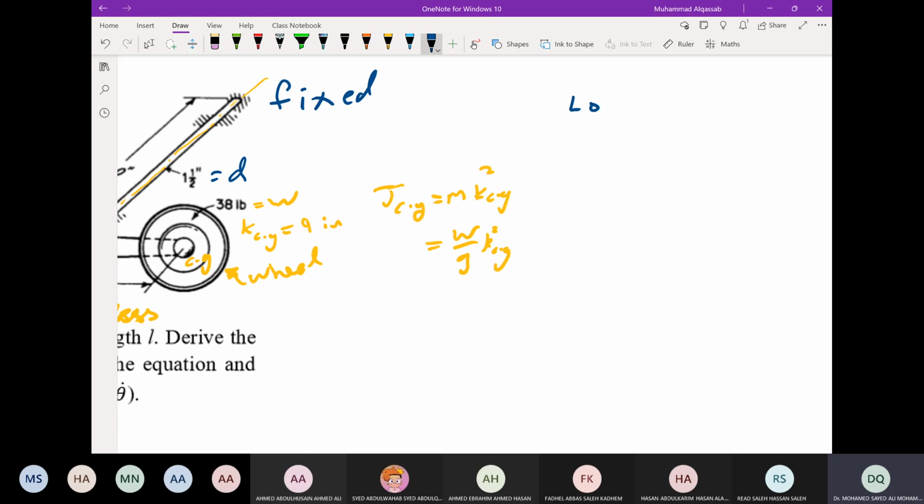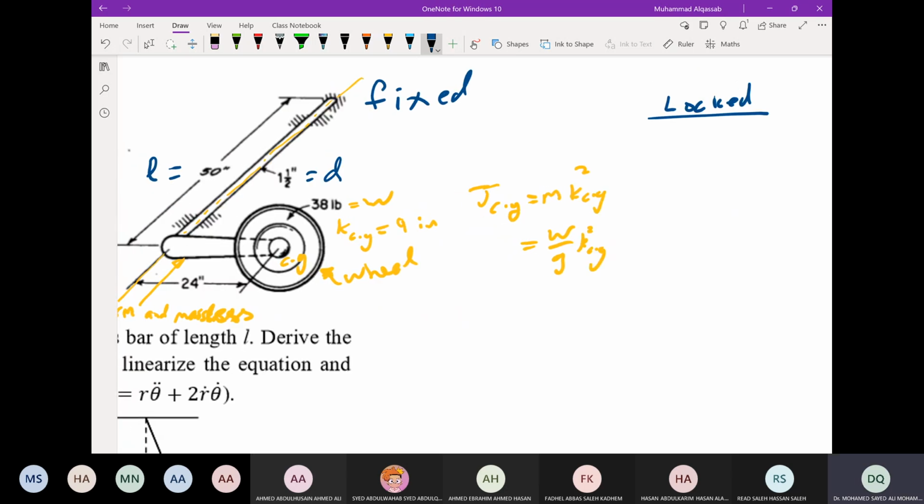Okay, so there are two cases. For locked, which means that, if it is locked, it means that the wheel cannot rotate about the axle of rotation, about this line. Okay, cannot rotate if it is locked. If it is unlocked, it can rotate with the arm.